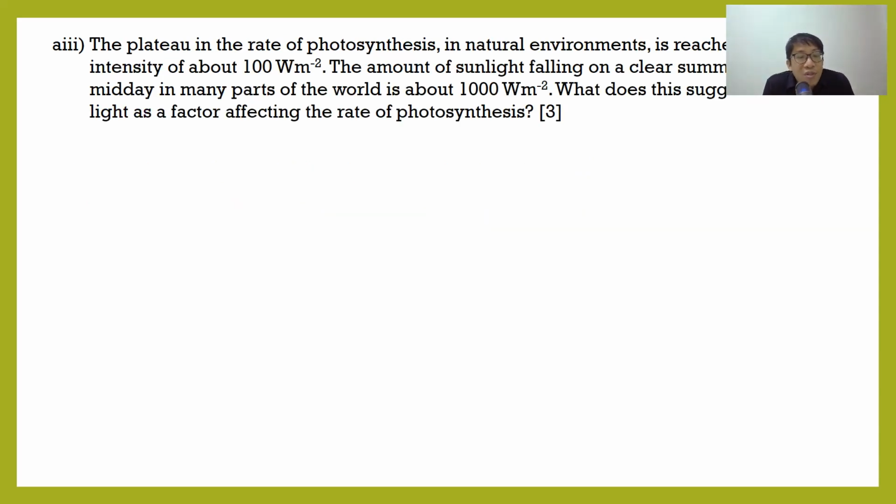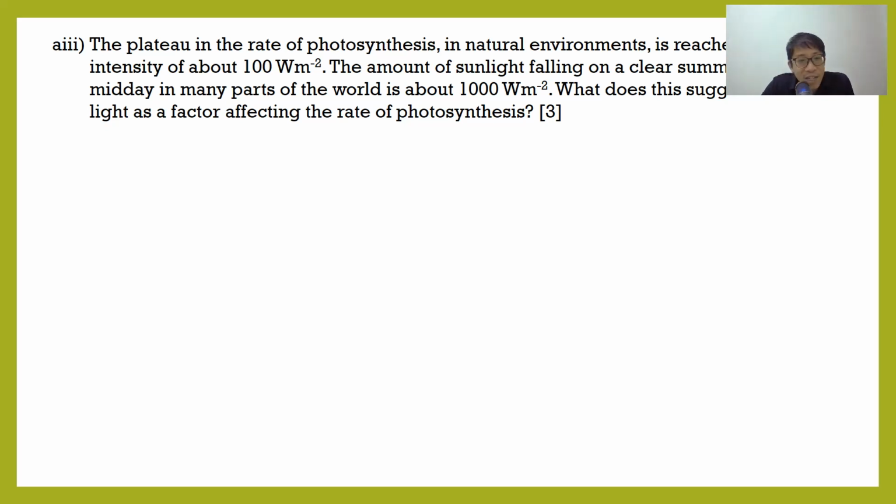Then move on to part 3. For part 3, it tells you about the saturation point, which is 100 W per meter square, because it says here the plateau in the rate of photosynthesis is reached. So this plateau would mean that this is the light saturation point. So the light saturation point is about 100 W per meter square, and they tell you that the usual amount of sunlight would be 1000, which is much higher than 100.